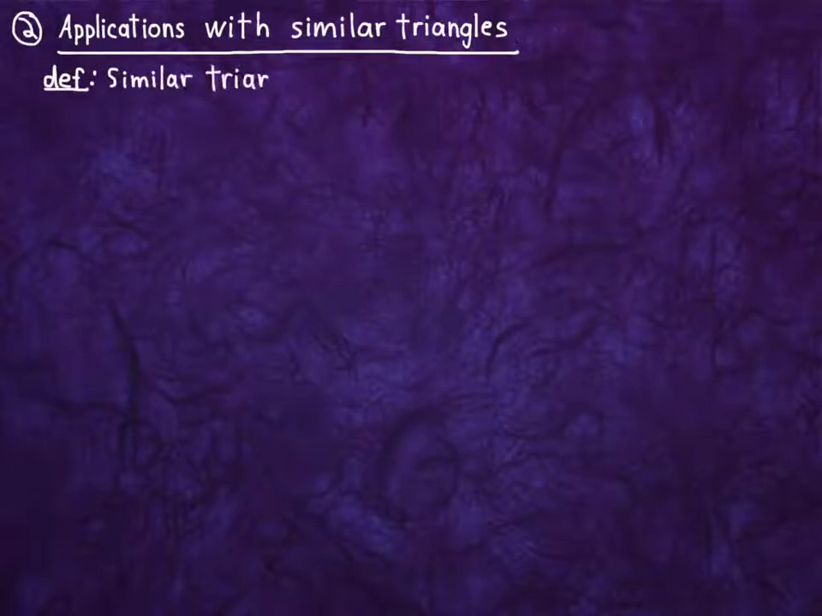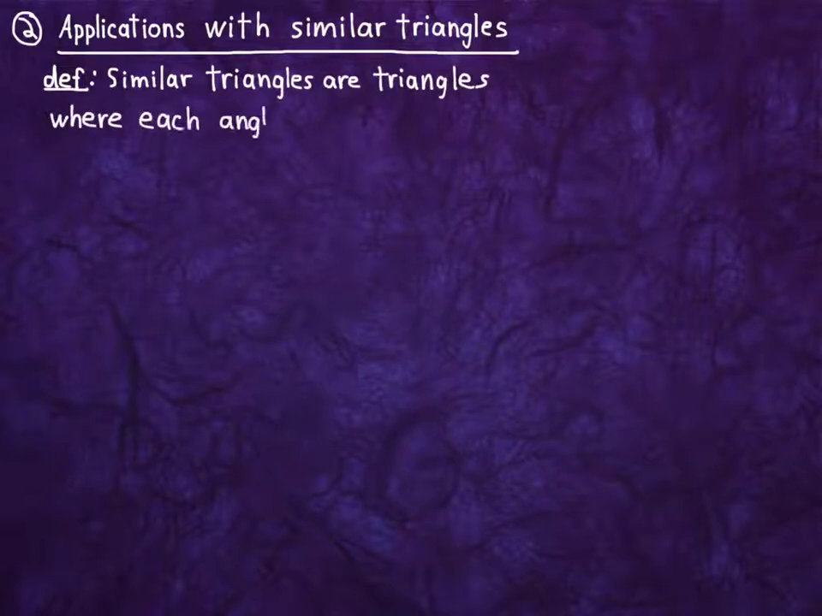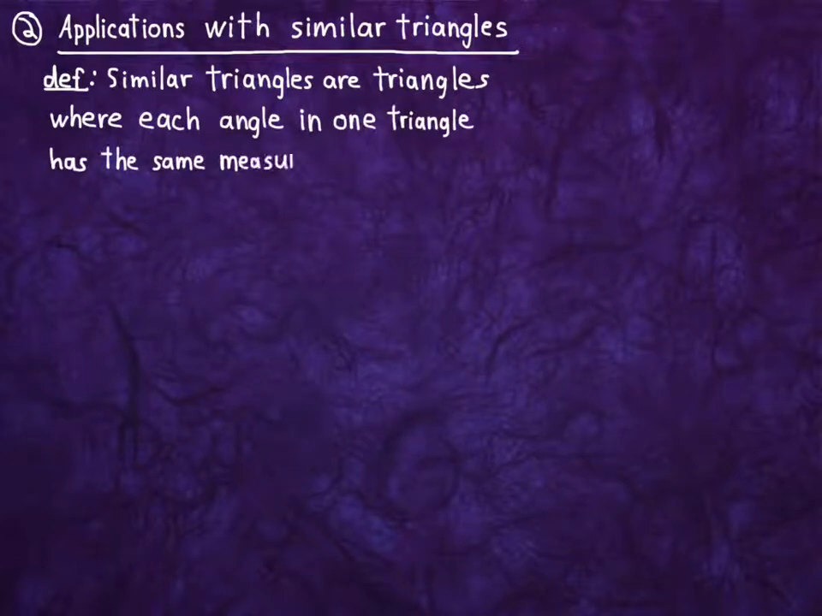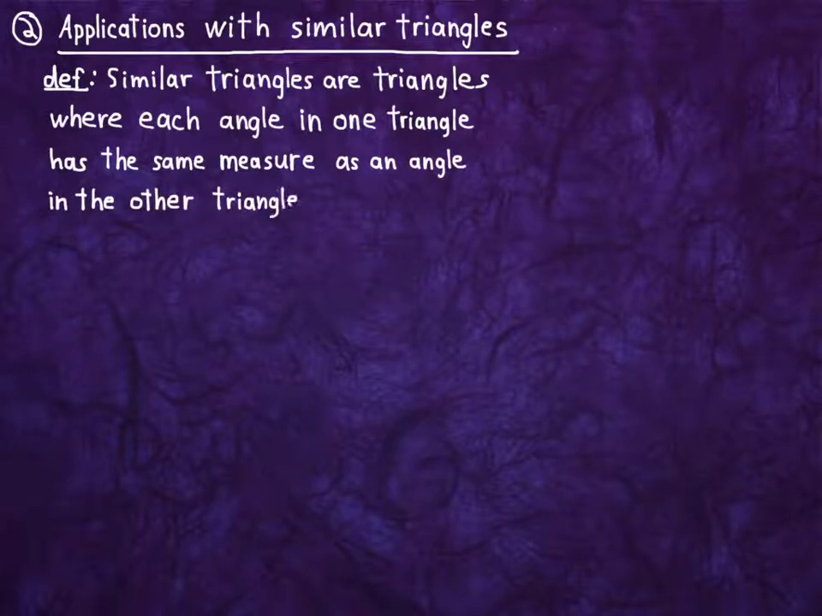Okay, so definition: similar triangles are triangles where each angle in one triangle has the same measure as an angle in the other triangle. So the short and sloppy way would be to say the three angles are the same. But this is precisely what's meant: you can match up each angle in one with one angle in the other, and you can do that with all three of them.